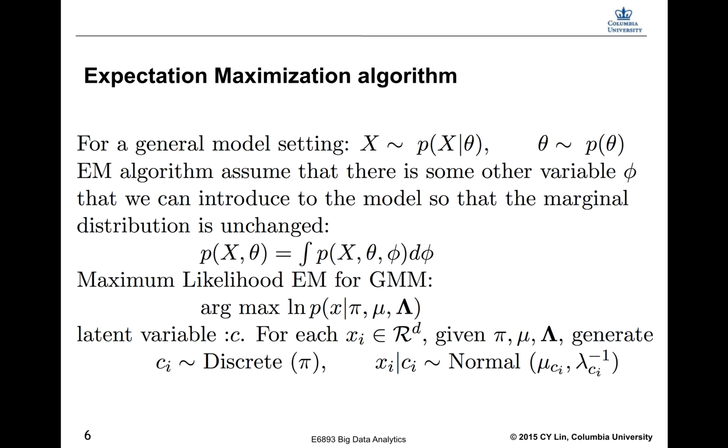The first algorithm we use is the expectation maximization algorithm. There are two steps in such an algorithm. First, we need to find a latent variable which can keep the marginal distribution unchanged. Second, we need to find an objective function. Then we maximize this function to get the parameters we need.